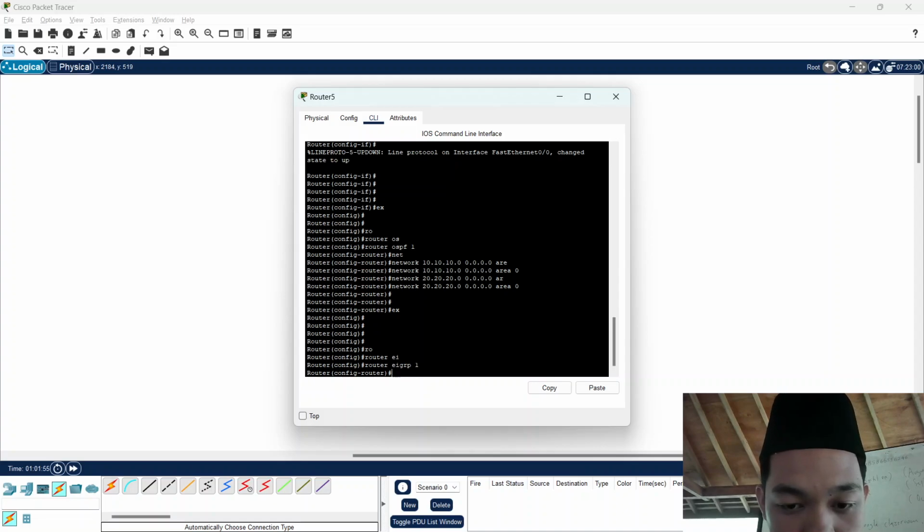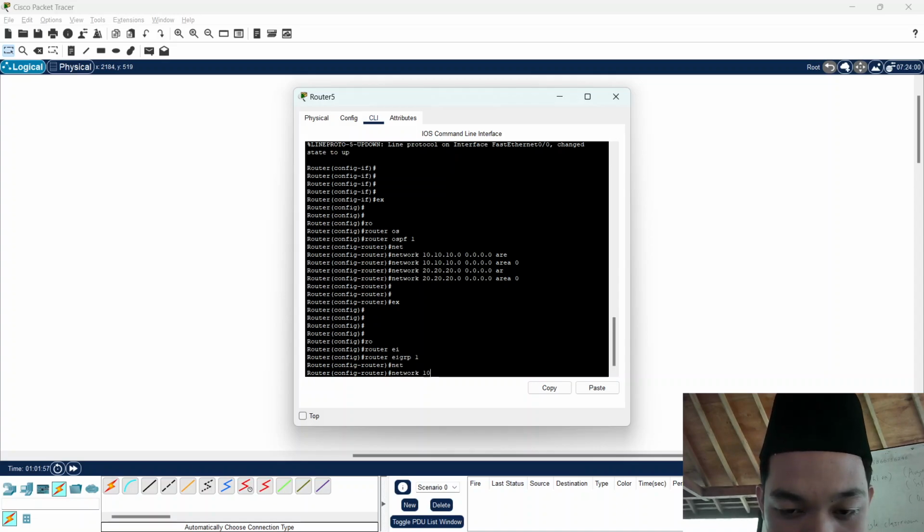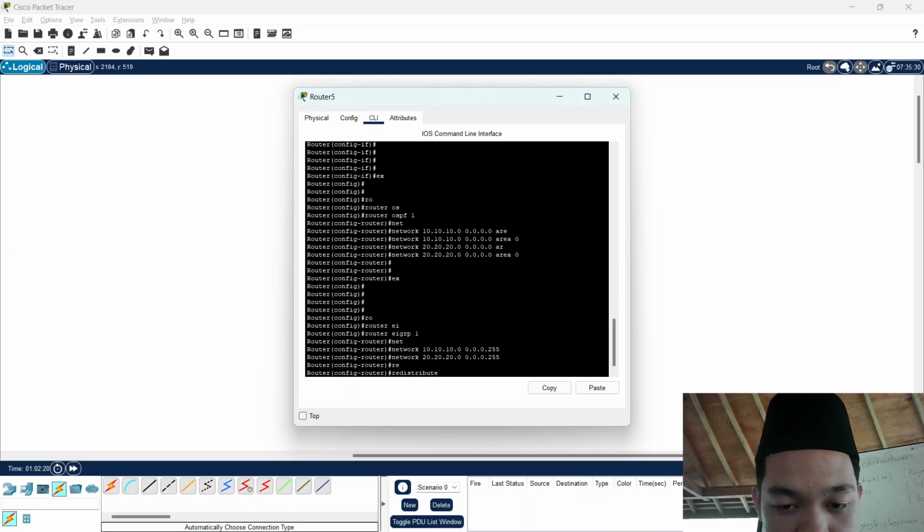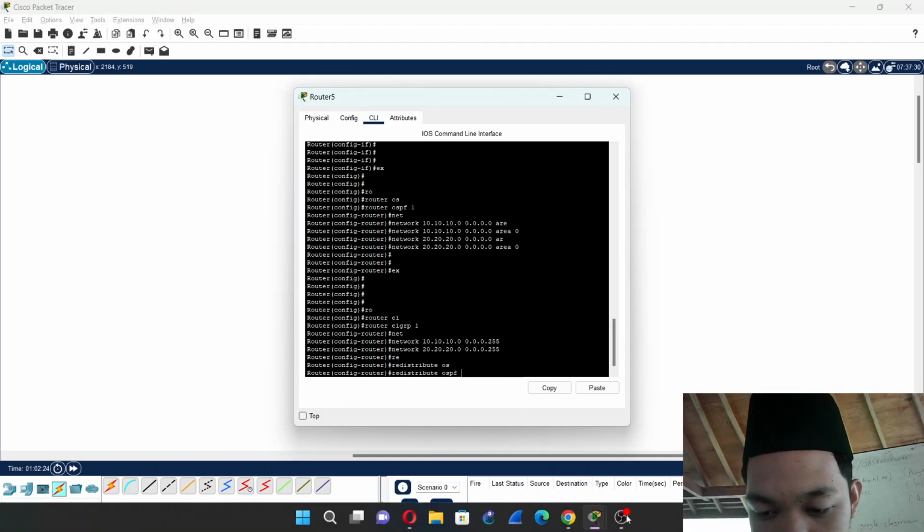Router EIGRP 1 and then network 10.10.10.0, and don't forget to use the wildcard 0.0.0.255, and then don't forget this one, 20.20.20.0 with 0.0.0.255, and then enter. And then don't forget to redistribute OSPF, sorry, I forgot.